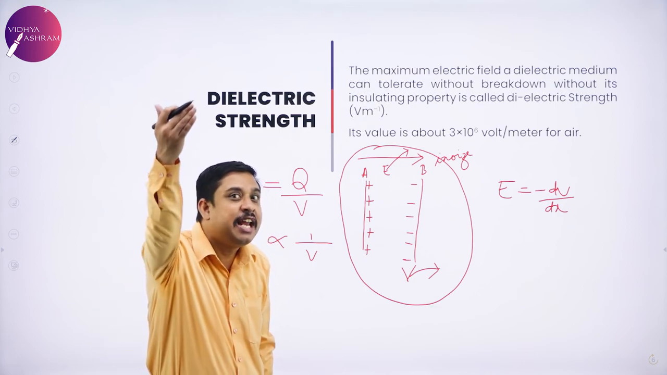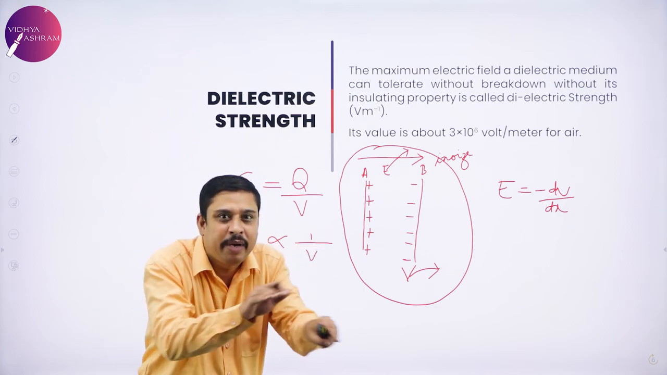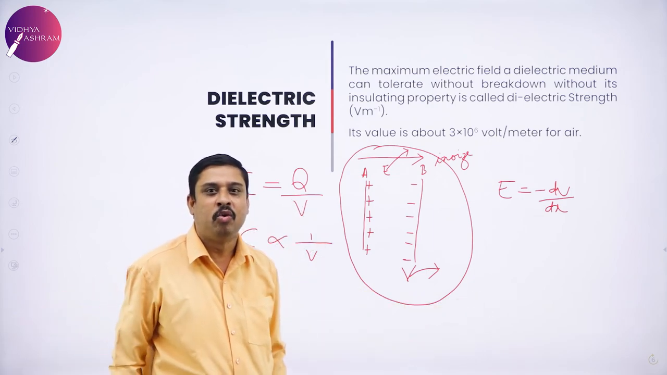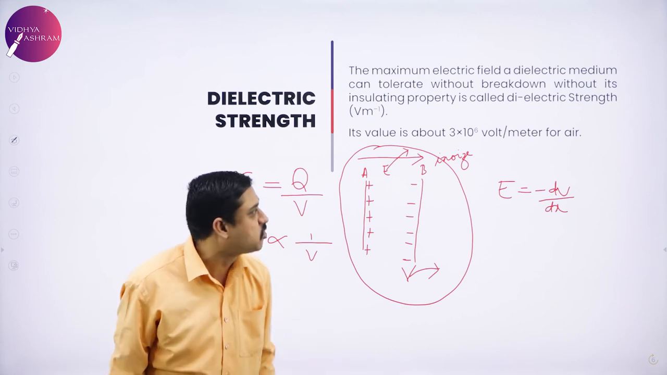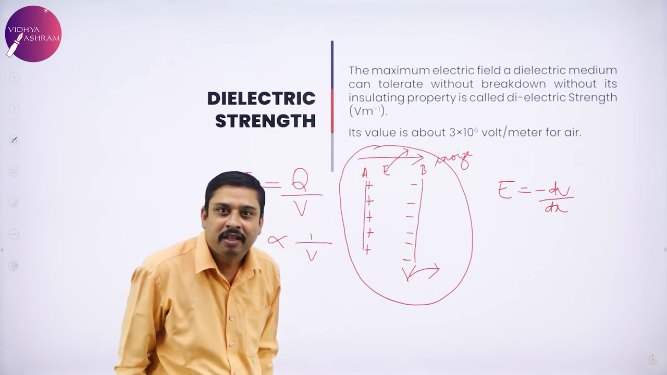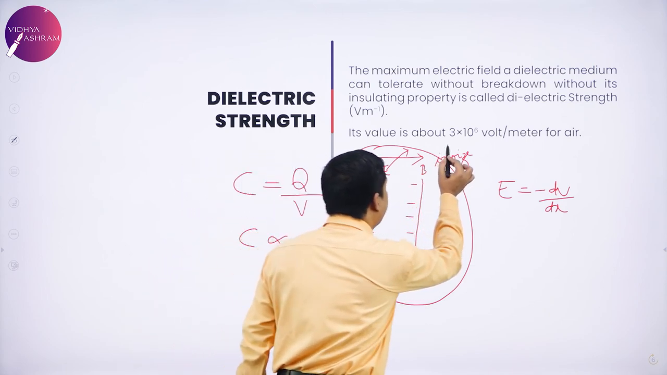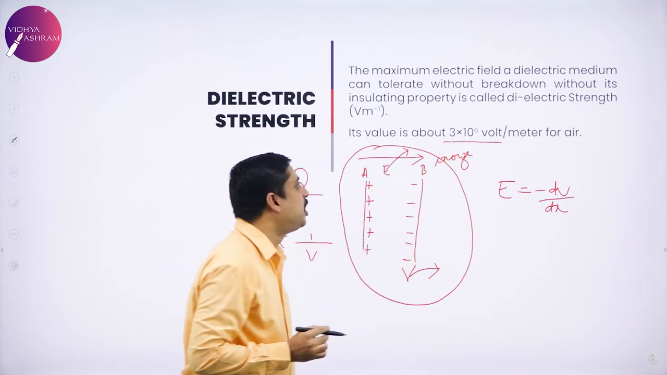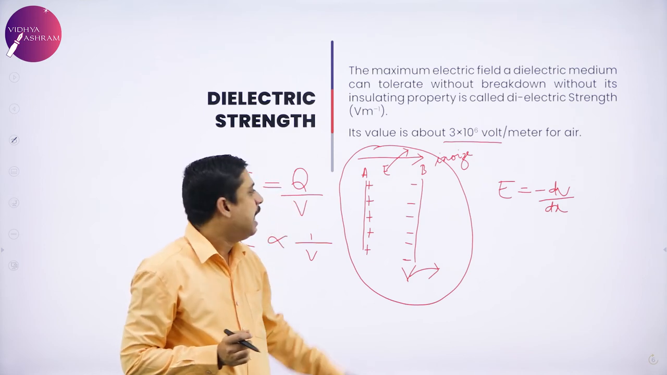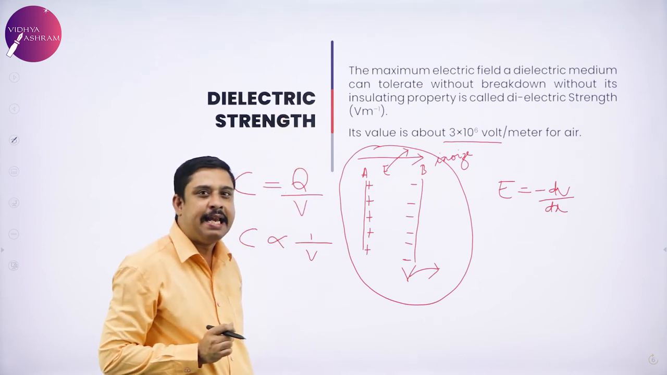Above that value of the electric field, the dielectric medium is broken down, the insulation is broken down, there is redistribution of charges, and this is what is called dielectric strength. And what is its value for air? 3 × 10^6 volt per meter. And this is what is called dielectric strength.